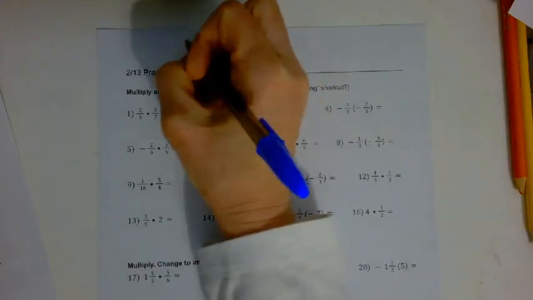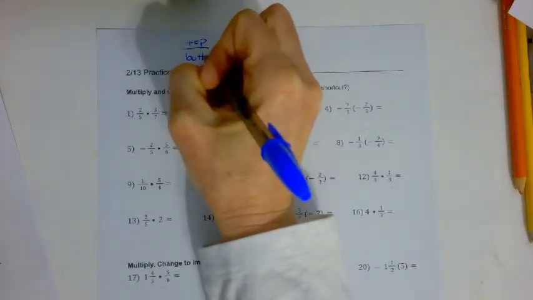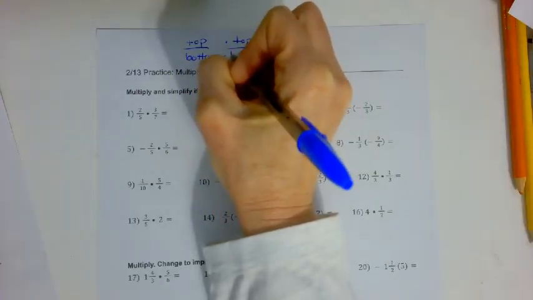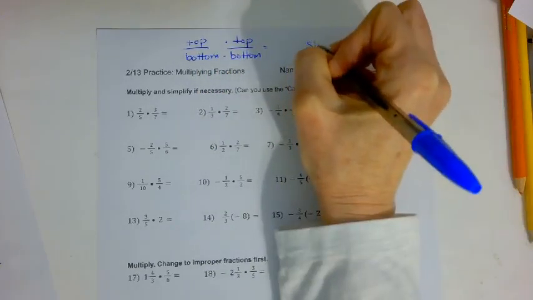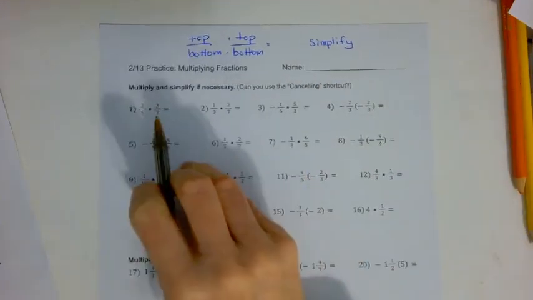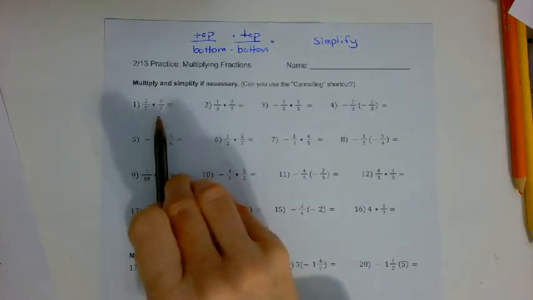And when we multiply fractions, we want to multiply the top times the top and the bottom times the bottom, and then simplify if necessary. And that means get rid of any common factors. Okay? So for number 1, we have 2/5 times 3/7.